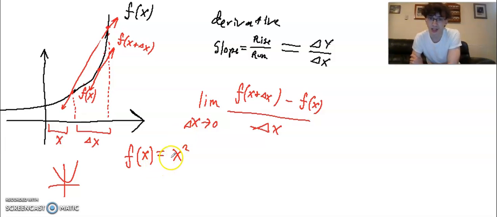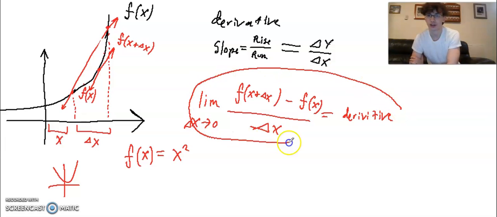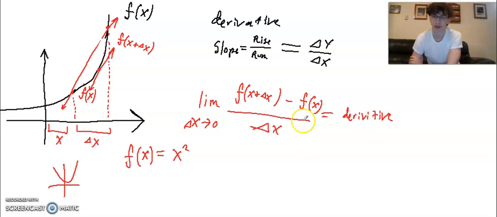So let's have f of x equals x squared. So I should also write, this is the derivative. This is your fundamental definition of the derivative. So if we want to find the derivative of x squared, well, we need to find out what f of x plus delta x equals, what f of x equals, what delta x is. Well, f of x is just x squared, so we know that.